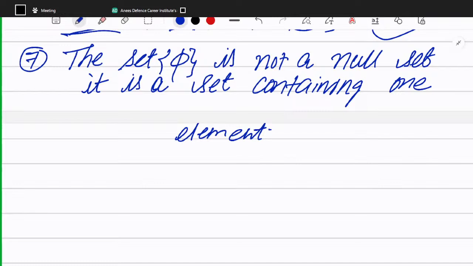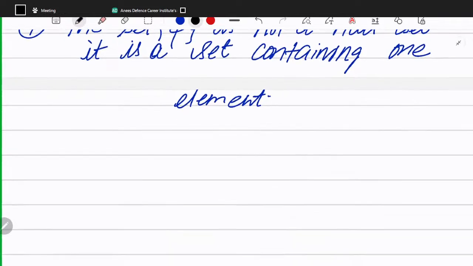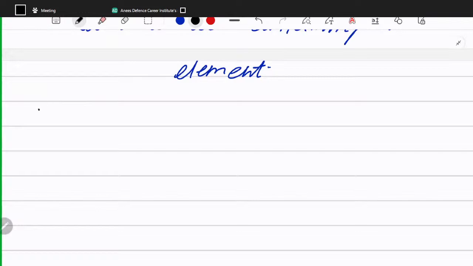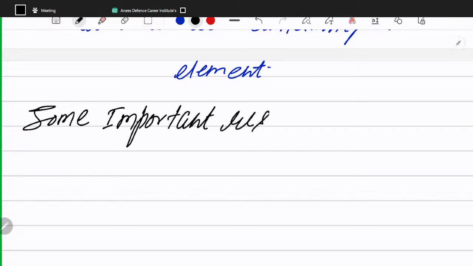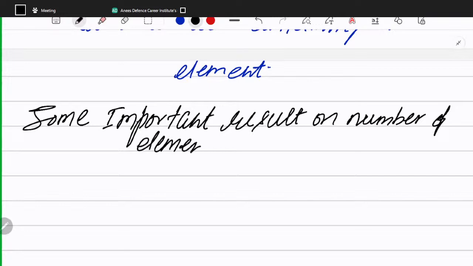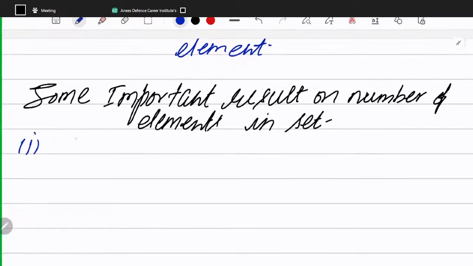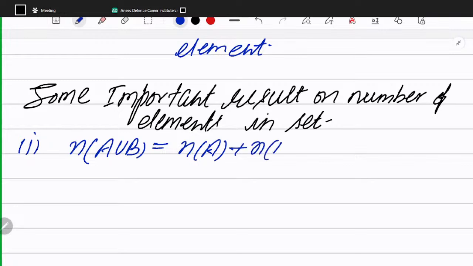So some important formulae related to set theory: results on number of elements in a set. n(A union B) is equal to n(A) plus n(B) minus n(A intersection B).